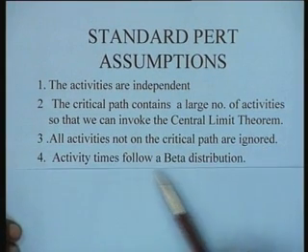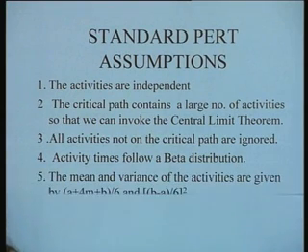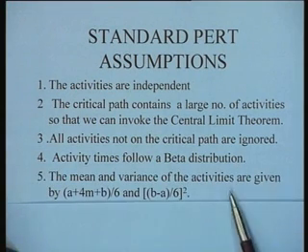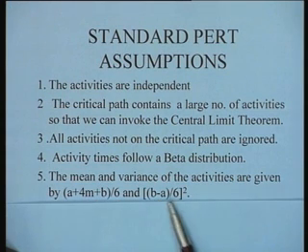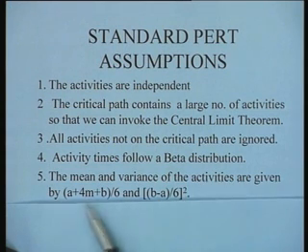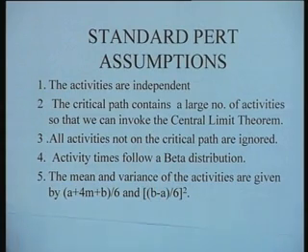Activity times are assumed to follow a beta distribution, this we have discussed, and the mean and the variance of the activities are given by (a + 4m + b)/6 and ((b - a)/6) squared. This again is an assumption or an approximation from the beta distribution. So these are the 5 major standard assumptions which are made, and all the errors in PERT analysis occur because of these assumptions.